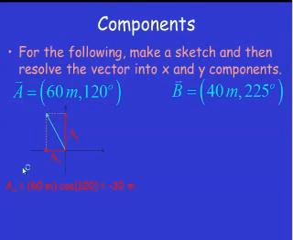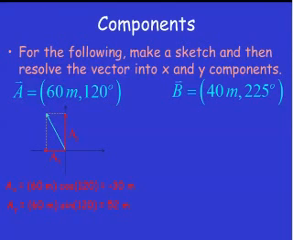And now you use the relationship: the x component equals the length of the vector, 60 meters, times the cosine of the angle, 120, and you get negative 30 meters. The y component is 60 meters times the sine of the angle, or 52 meters. I would like to caution you to make sure that your calculator is set in degree mode and not radian mode.